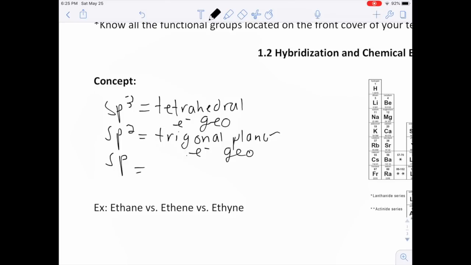Okay, and sp orbitals have linear electron geometry. Okay, and the last thing you need to know are the bond angles. So every time you see an sp3 center, you can say that they're going to have approximately 109.5 degree bond angles. And I said approximately because there can be other factors that may diminish that bonding angle, such as repulsion.